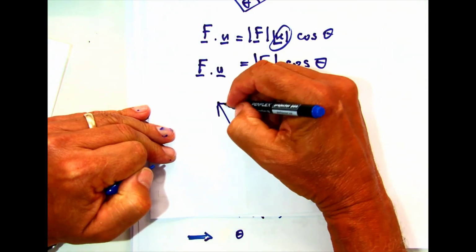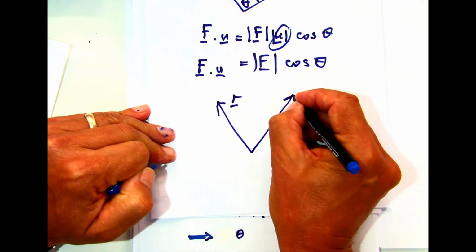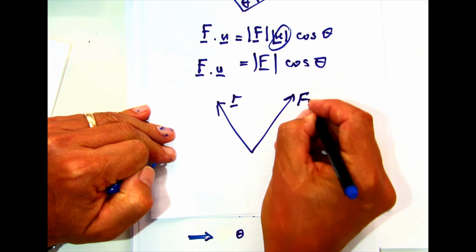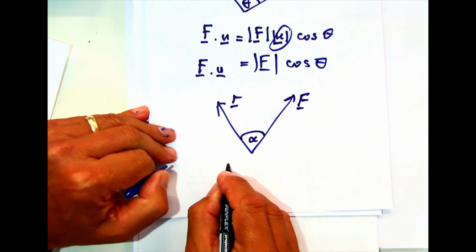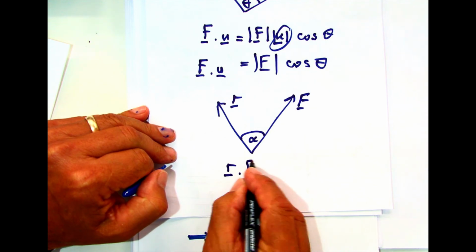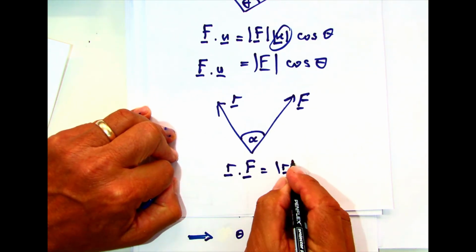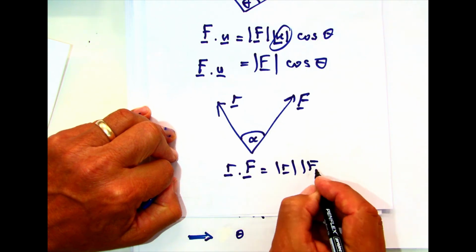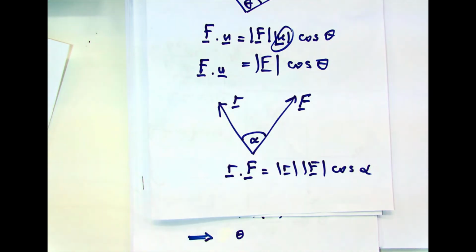And the same if you were to have a position vector and a force vector there, and you want to find this angle, then you can say R dot F equals the magnitude of R times the magnitude of F cos of alpha.